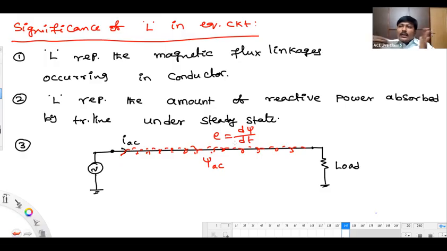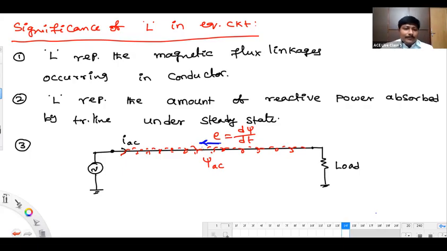Definitely opposite to the cause. Opposite to the cause in the sense, it will be acting in opposite direction to the current flow. This EMF is acting in opposite direction to the current flow. Obviously, this EMF is showing some opposition for the current flow. What do you mean by opposition for the current flow? Voltage drop. Opposition for current flow is nothing but voltage drop.